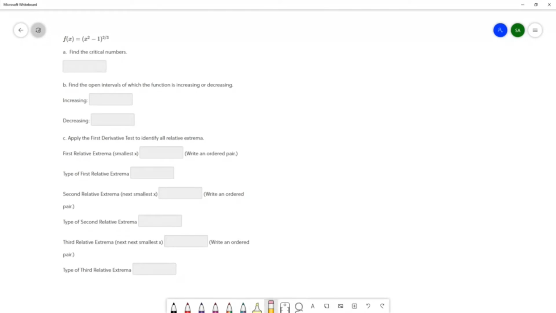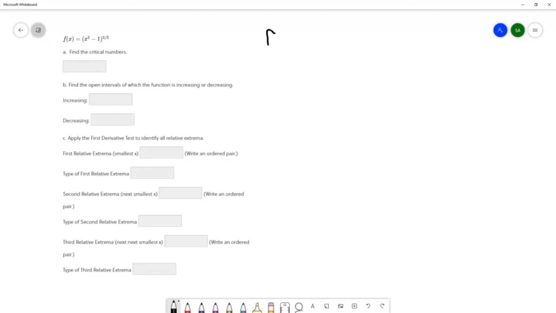On this question, we want to find the critical numbers, find where the function is increasing or decreasing, and find all relative extrema. From this function, f of x equals x squared minus 1 to the 2/3 power. When we're looking for critical numbers, we need to find where the derivative is equal to 0 or undefined. So since we need the derivative, let's calculate that first.